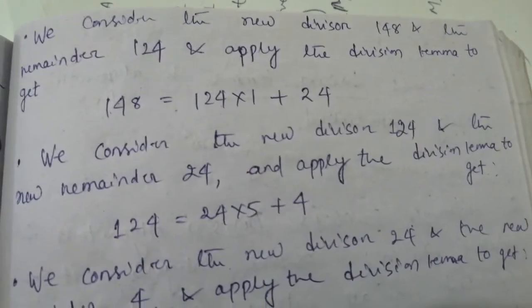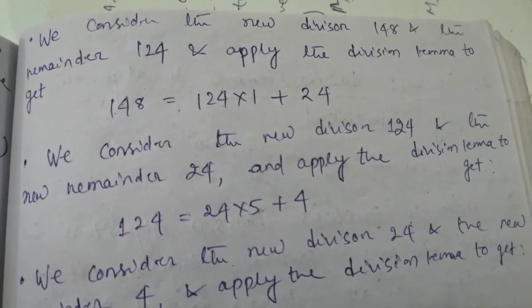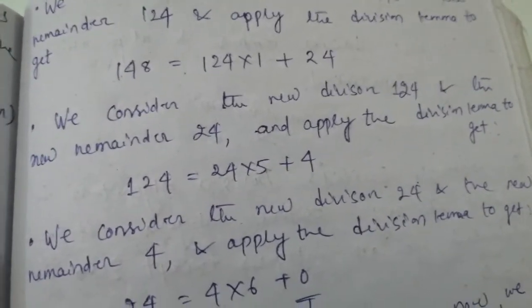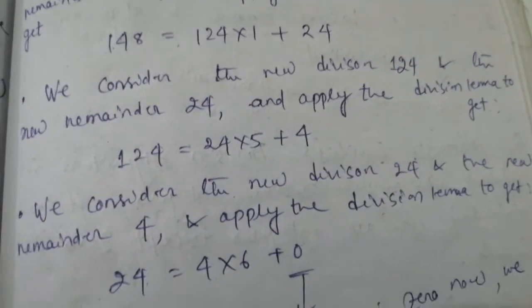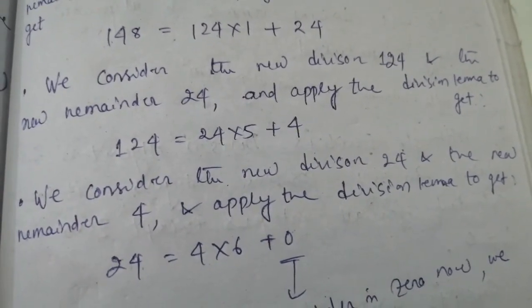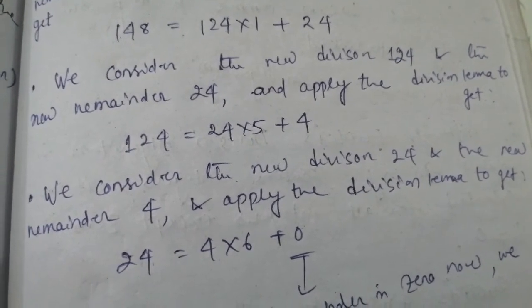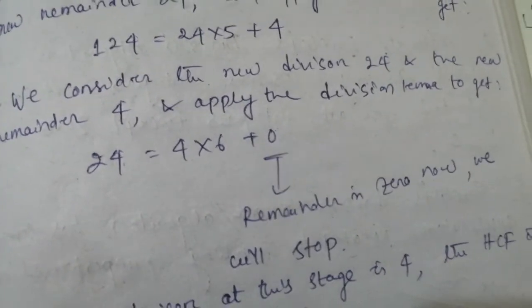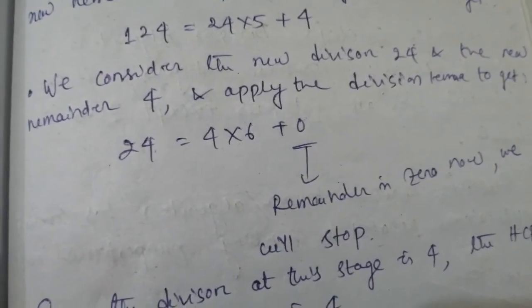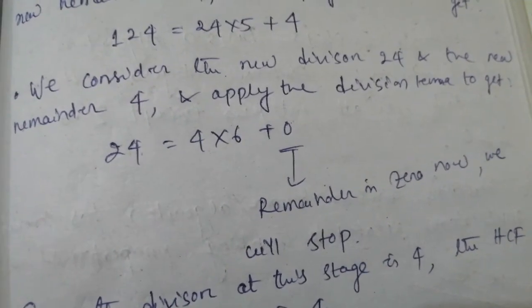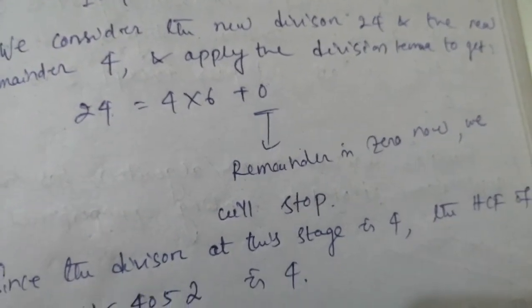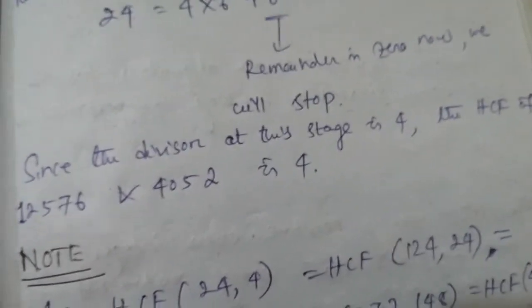We consider the new divisor 148 and the remainder 124 and apply the division lemma to get 148 equal to 124 into 1 plus 24. Now we consider the new divisor 124 and the new remainder 24 and apply the division lemma to get 124 equal to 24 into 5 plus 4. Next, we consider the new divisor 24 and the new remainder 4 and apply the division lemma to get 24 equal to 4 into 6 plus 0. Here the remainder is 0. Now we will stop.